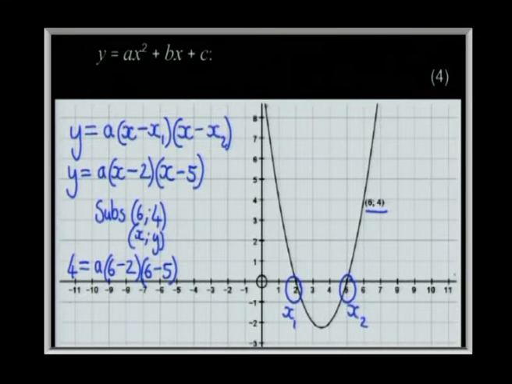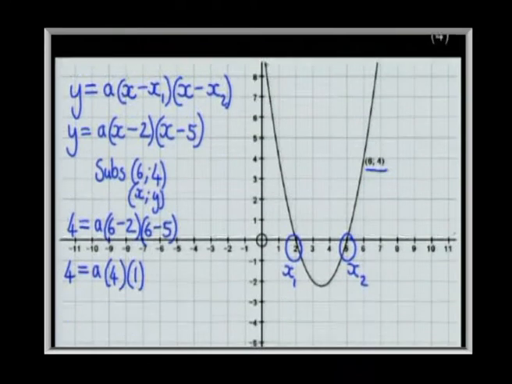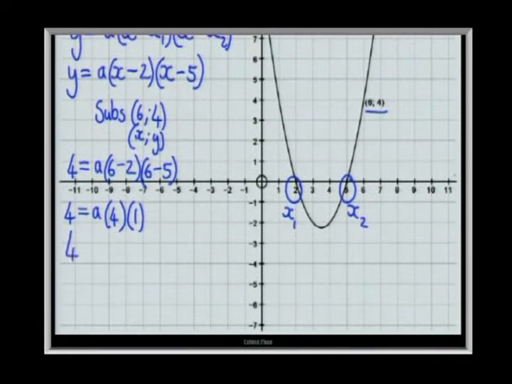6 minus 2, you should know what that is without a calculator, is 4. And 6 minus 5 is 1. 4 times 1 is so much easier than multiplying out x minus 2 and x minus 5. You get an answer of 4a, and 4 is equal to 4a, which of course means that a is equal to 1.